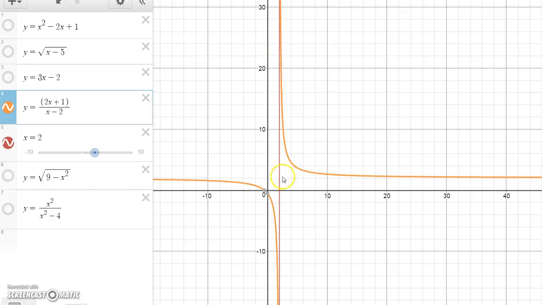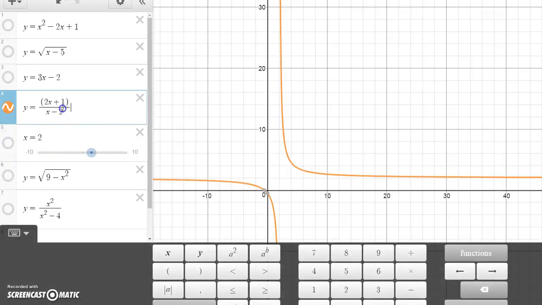If I chose a number very, very close to 2 on this side, let's say I chose 2.00000001 and plugged it into this function, I would get a very large y value. But if I plugged 2 into this function, it's undefined. So this function is defined for all numbers close to 2, but it's not defined for 2. So the domain of this function is all real numbers except 2.